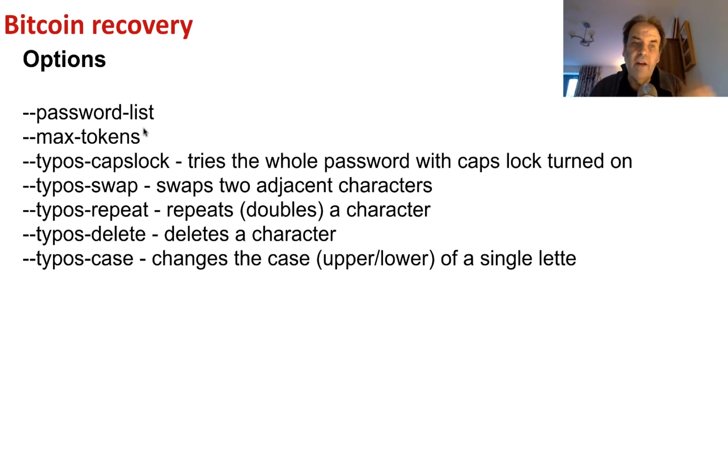We can define our password list, the maximum number of tokens that we bring together, and we can even define if we have had typos. So maybe we've typed a password and we've kept the caps lock on, so the Python tool allows us to do that. We can have swapping of characters, that we might have got characters around the wrong way, I before E, and so on. We can repeat characters, we can delete ones, and then we can look at different upper and lowercase characters.